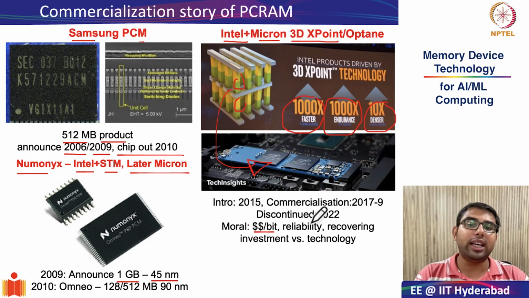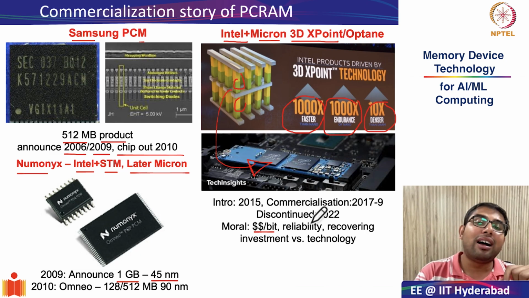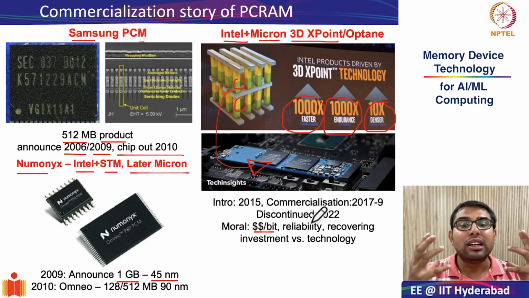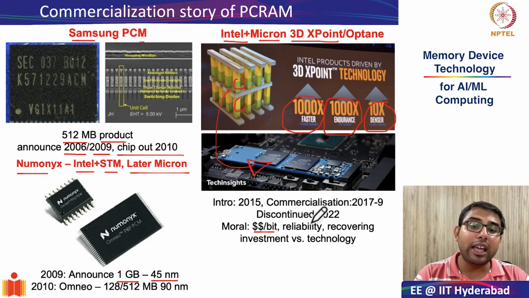So the moral of the story is that commercialization has many different aspects which are apart from technology. Sometimes even cost per bit and reliability play a very important role in recovering your initial investment. So we know that Intel and Micron suffered a lot of losses because of their focus on PCRAM. But as we have discussed, this is a very high risk business and we have to take these technological gambles. And I would say it is really brave of Intel and Micron to try it. Sometimes we win and sometimes we lose.